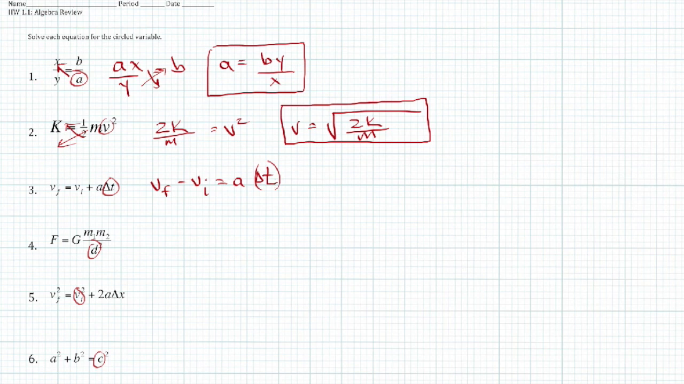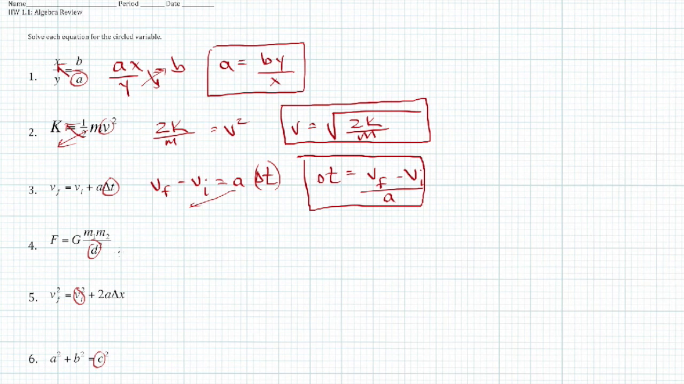And now we want to get the t by itself by getting rid of the a. So we're going to divide by that and bring it down to the bottom. So that means that delta t equals vf minus vi over a. Oops. Try that again. There we go. Final answer. Number 3. I'm sorry, that was 3.